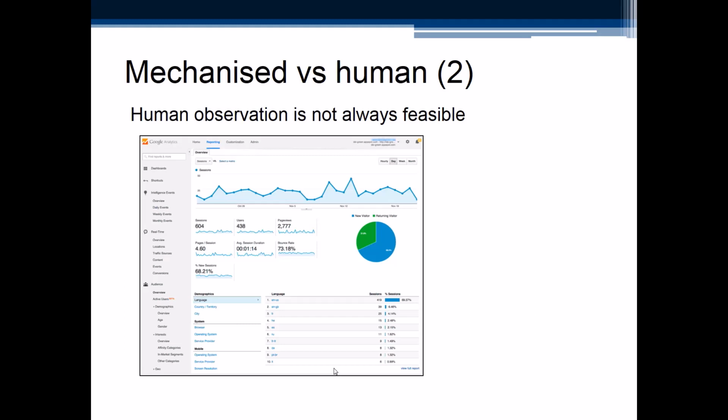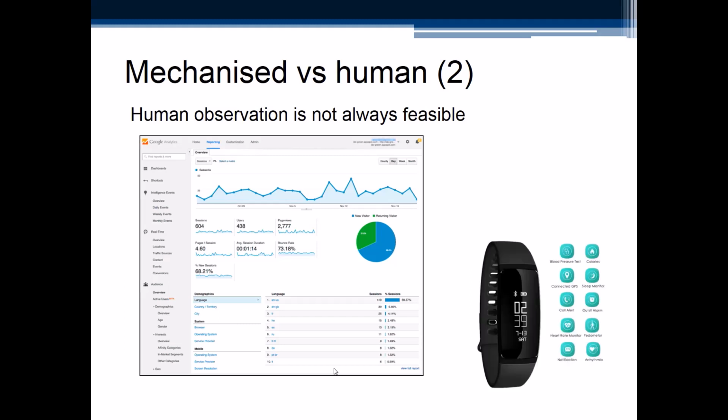Obviously a human can't monitor that. We need that to be done with a computer. So that represents a form of observational research as well.